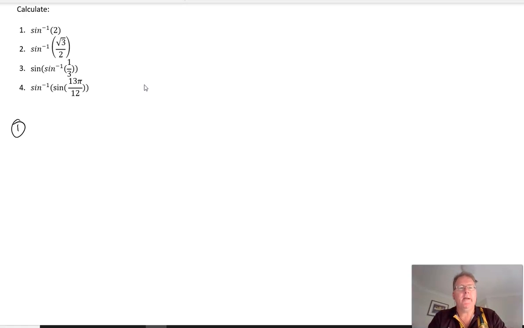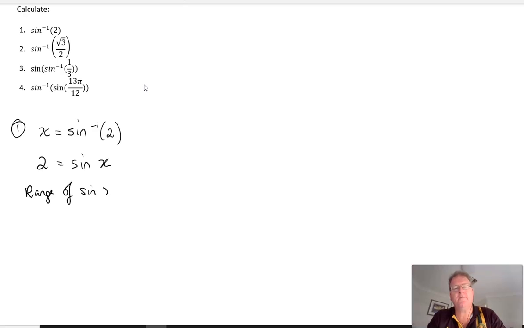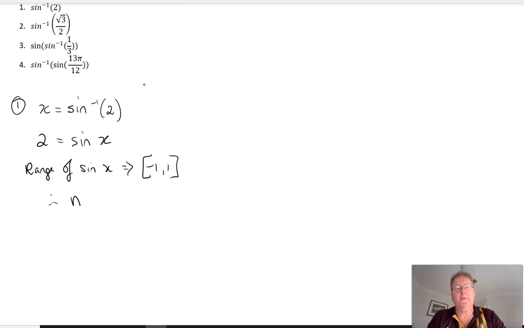So we've got calculate sine minus 1 of 2. So the first thing we're going to do is make it into an equation. So we're going to call it x equals sine to the minus 1 of 2. And then let's rearrange that so that we've now got the function 2 is equal to sine of x. Now, we already know that the range of sine x is minus 1 to 1, and 2 falls outside of that range. So therefore, there is no solution.